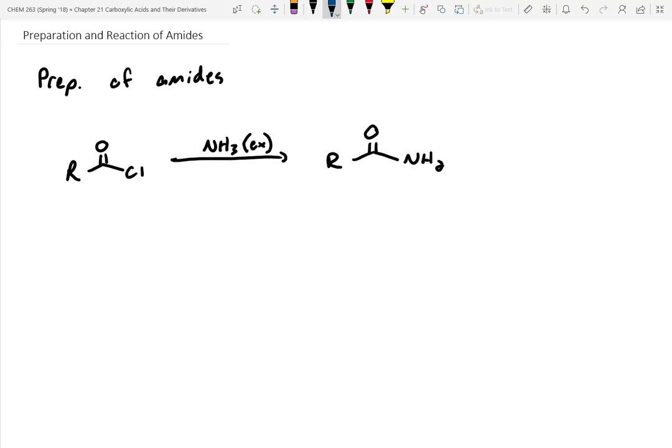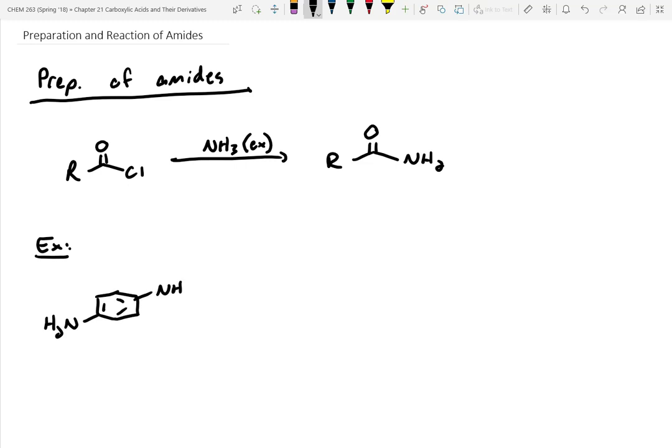Like I said, you can do this with anhydrides, but it really works best with acid halides. Anhydrides tend to be a little bit slower. I'll show you an example reaction of this that's actually a commercial reaction. Take this diamine. You can react it with an acid halide.